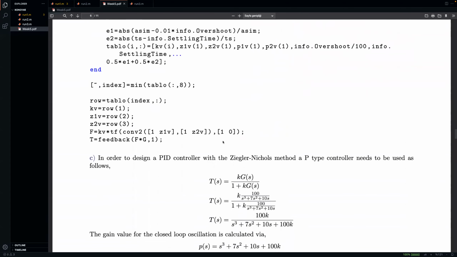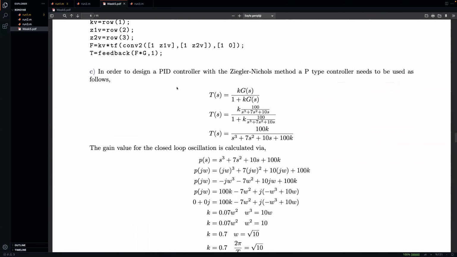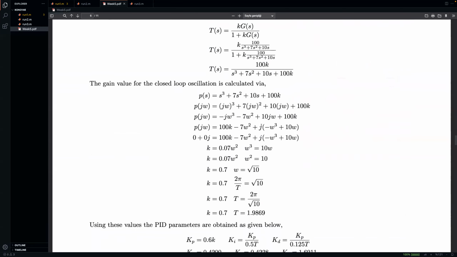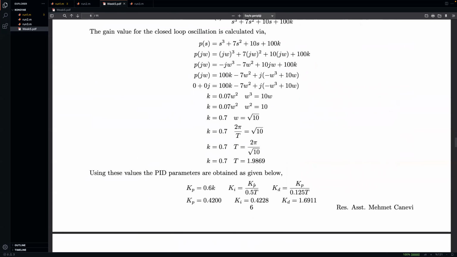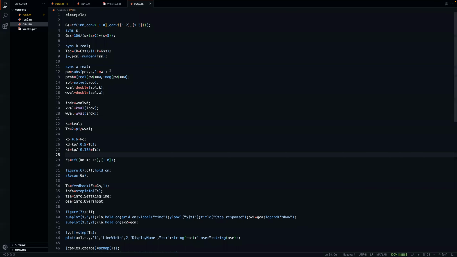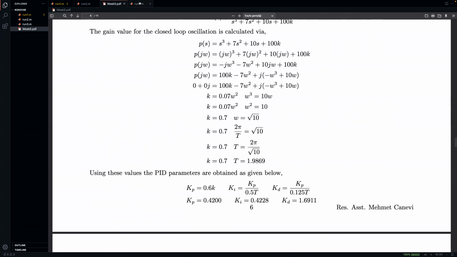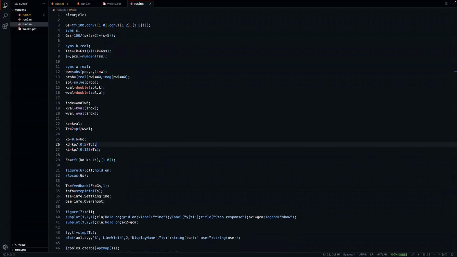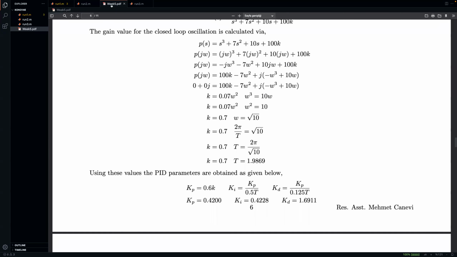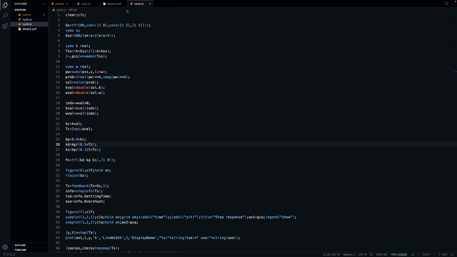So you can see the code here, which is again not the optimal code. For the Ziegler-Nichols method, you can see this is basically the same strategy. We've just used the same way of defining stuff, but this is more like it. So Kp divided by 0.5t. What did I do wrong? Kp divided by 0.5t and 0.125t. So what's the issue here? 0.6k. Seems like it is the same.